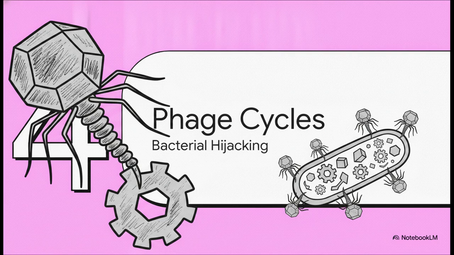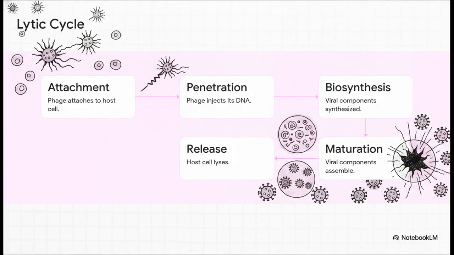Let's look at a specific type of virus called a bacteriophage, a virus that strictly infects bacteria, to see how they hijack these cellular factories. This is a classic smash and grab routine known as the lytic cycle. It moves aggressively through 5 distinct stages, attaching to the host, penetrating its armor, forcing the biosynthesis of viral parts, maturing those parts into brand new viruses, and finally, releasing them by totally destroying the host cell.